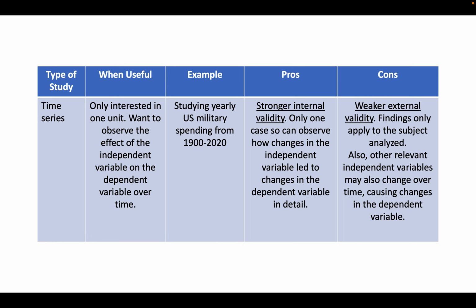Well, in time series, let's consider its utility, an example, pros and cons. So, when is a time series useful? If you're only interested in measurement of one unit, when you want to observe the effect of the independent variable on the dependent variable over time. And there's a causality question there as well. Right? So for something to cause something else to happen, it has to have happened prior to that object that's being manipulated. So for instance, we could study yearly US military spending from 1900 until 2020 and try to determine what might explain variation in US military spending.